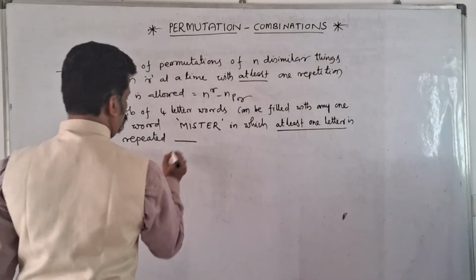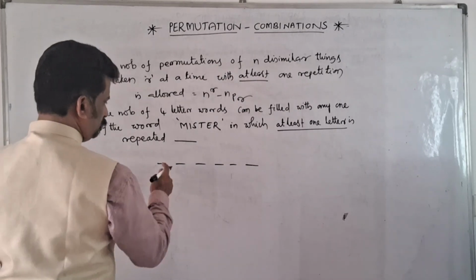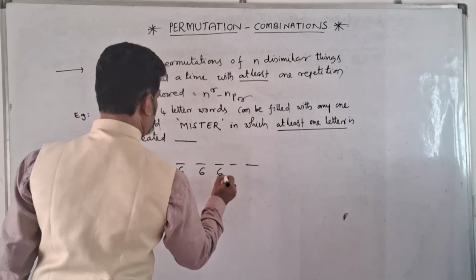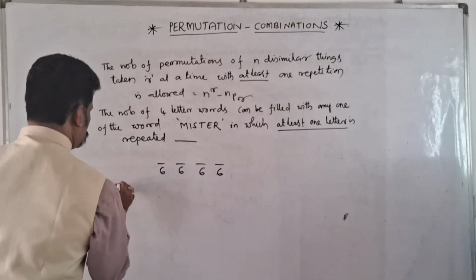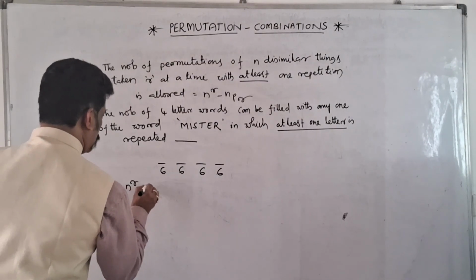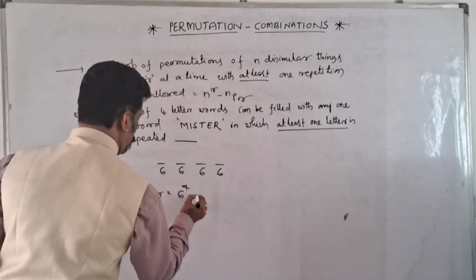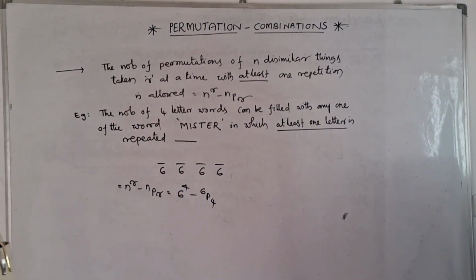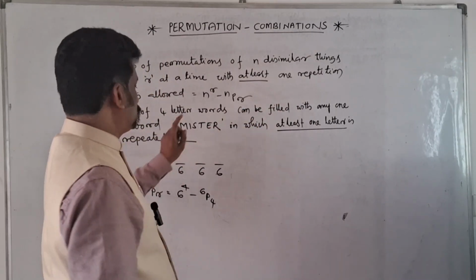How many letters are there? 1, 2, 3, 4, 5, 6. Four-letter words. Now how many letters are there? So this is equal to, what is the formula? n power r minus nPr. So this is equal to 6 power 4 minus 6P4. That's it.